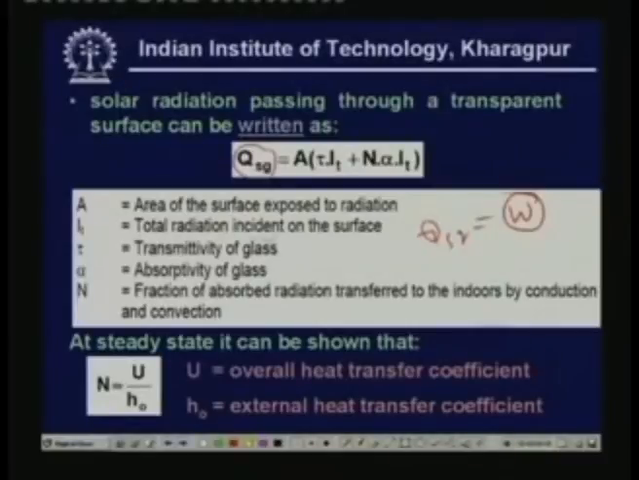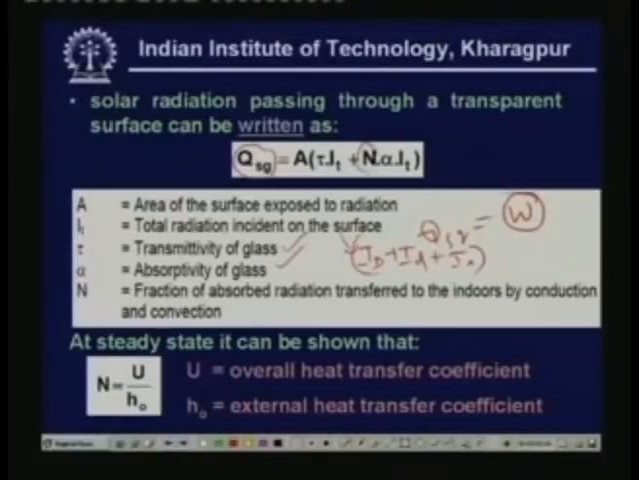IT is the total radiation incident on the surface. So, this includes both direct plus diffuse. Of course, you can also include reflected radiation. Normally reflected radiation will be a small part. So this includes the total radiation incident on the surface, and tau is, as you know, the transmittivity of the glass, alpha is the absorptivity of the glass.